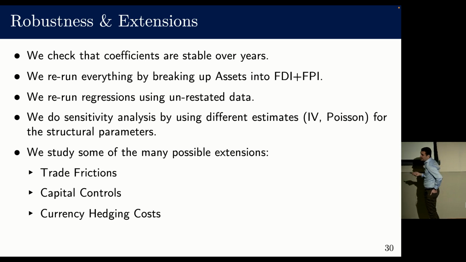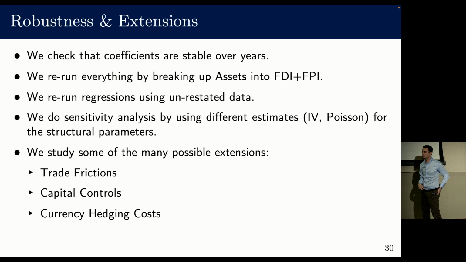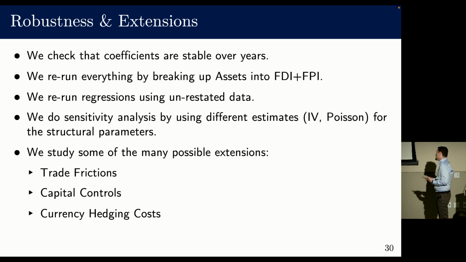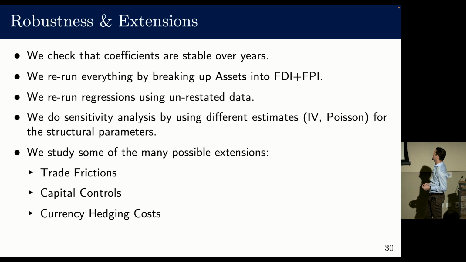And we also extended the model, okay, to introduce additional frictions. So for example, we can introduce frictions in goods trade. We can introduce capital controls. We can introduce other things like currency hedging costs. So the model is very easy to extend in a number of directions. And that's basically what we hope people will do. We hope they will take this model and use their own frictions.